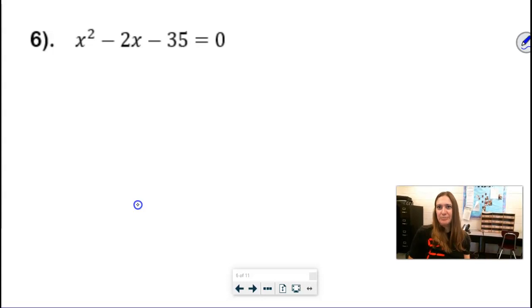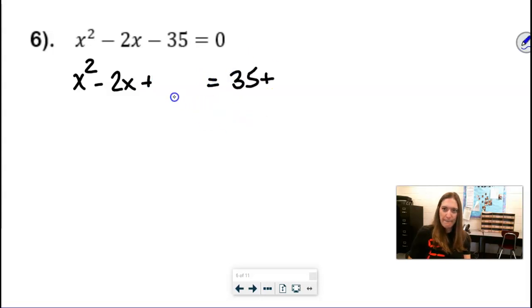All right, same stuff. So this time they weren't as nice. They didn't move it around for me, so I have to add the 35 to the other side. So this becomes, oh, and there's a 1 in front. I should have checked for that first. x squared minus 2x plus blank equals, and then we're adding the 35 over, plus blank. All right, let's figure out what goes in that blank.